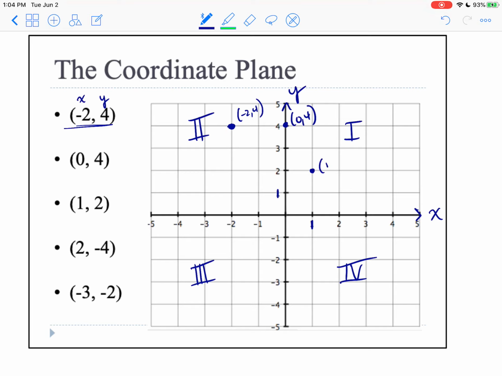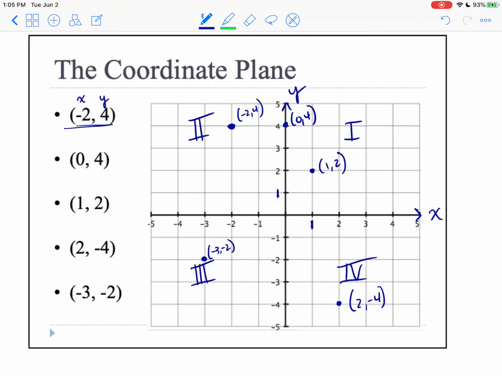This is in the first quadrant. In the first quadrant, both x and y coordinates are positive. 2, -4 is 2 to the right, down 4. That brings me here. In the fourth quadrant, x coordinates are positive and y coordinates are negative. And finally, we have -3, -2, so 3 to the left, 2 down. Here we are. And in the third quadrant, both the x and the y coordinates are negative.